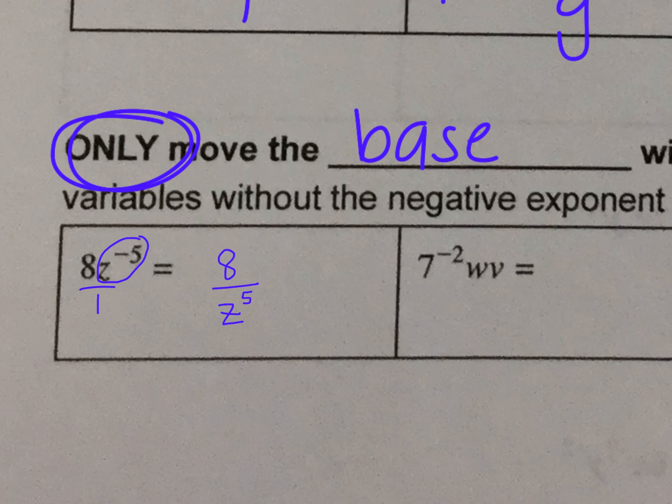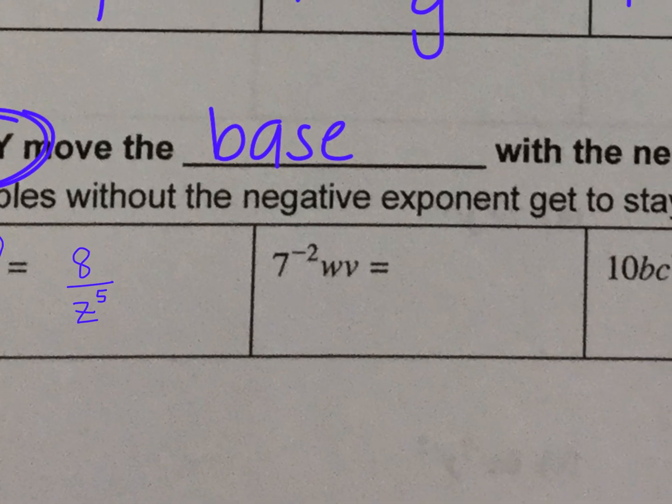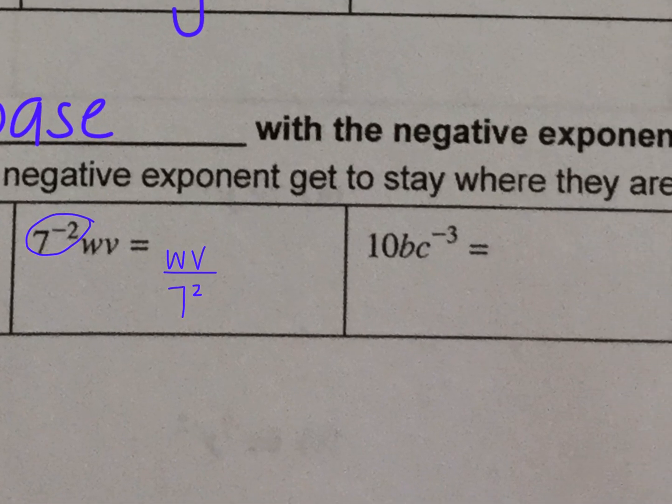Let's look at the next one. That 7 to the negative 2 is the only illegal part. The w and the v don't have an exponent, so they just get to stay right here where they are, but the 7 has to go to the basement to learn to be positive. When I look at this one, this is the only part that has that negative exponent. So the 10b get to stay where they want to be, and the c has to go down to the basement with its exponent.